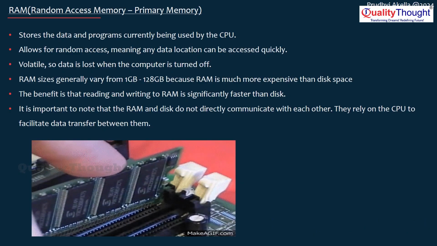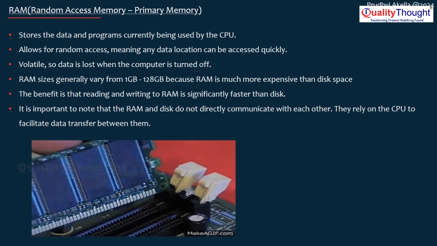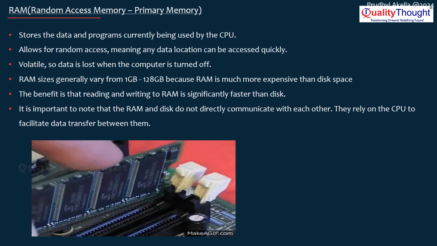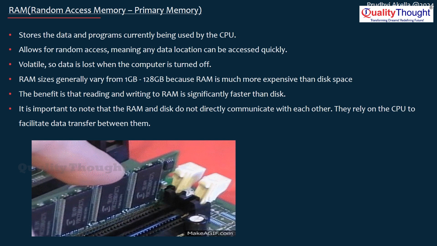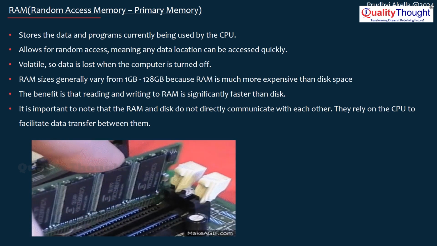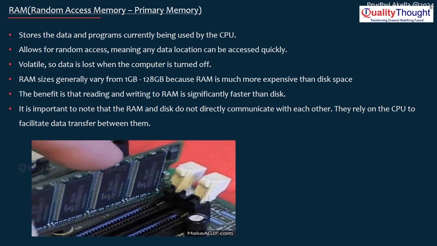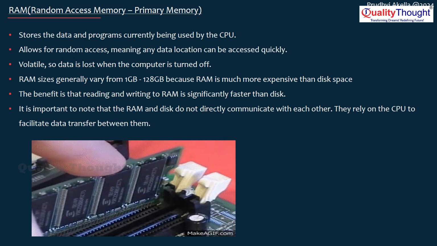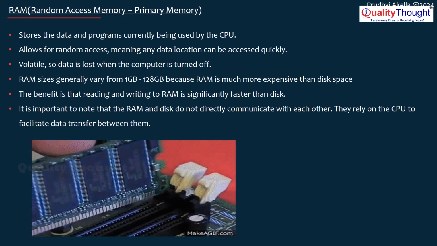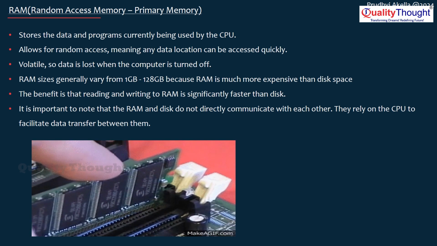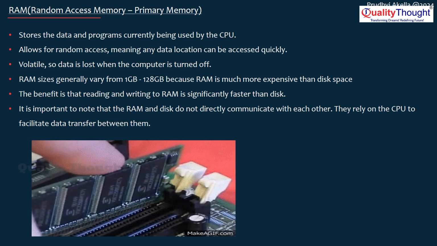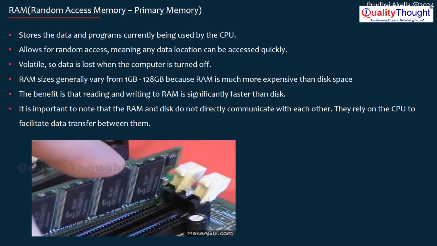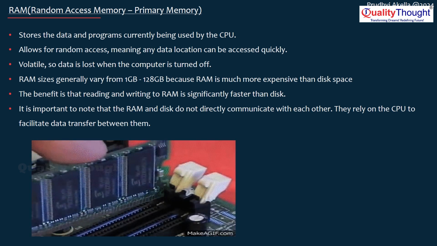Now the RAM, the random access memory, is called the primary memory of the computer. Any program you are trying to execute, or any sort of application you are trying to execute on a computer, has to be stored inside the RAM, and then further it will be executed by the CPU. So it stores the data and the programs currently being used by the CPUs. And it's volatile, which means that once you turn off your computer, all the information stored inside the RAM is gone. It no longer exists.